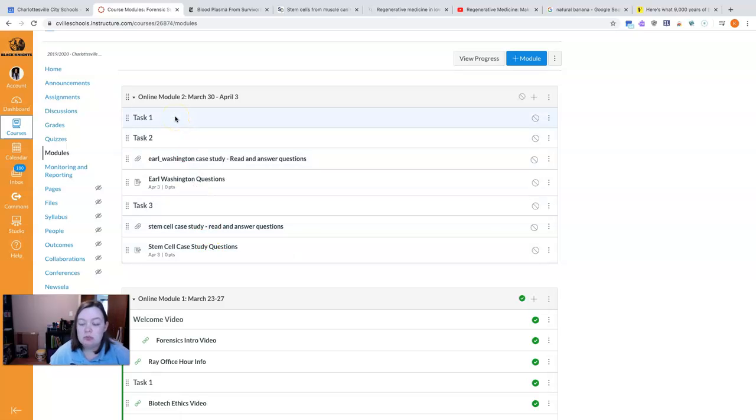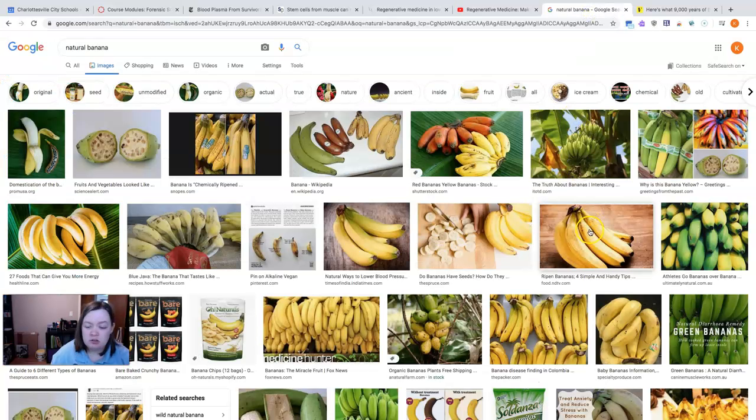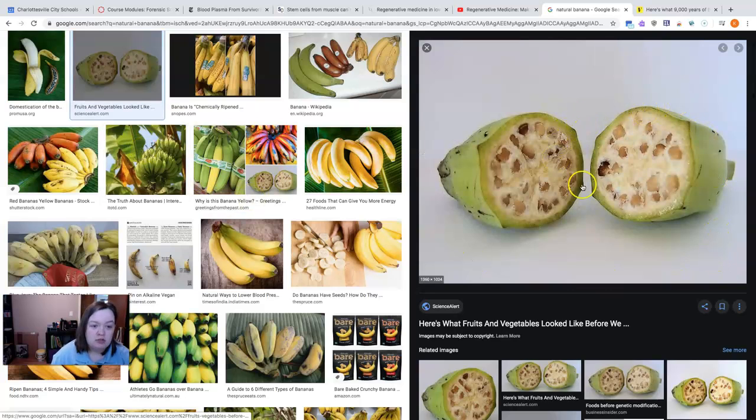We're going to talk a little bit about biotechnology today. So one of the easiest ways to look at the way that biotechnology has impacted our current world is by looking at foods. So I'm just going to click here on a picture of a natural banana. So this is actually what a real natural banana looks like. You go to the supermarket today, you see bananas like this over here. However, a natural, unmodified banana looks like this.